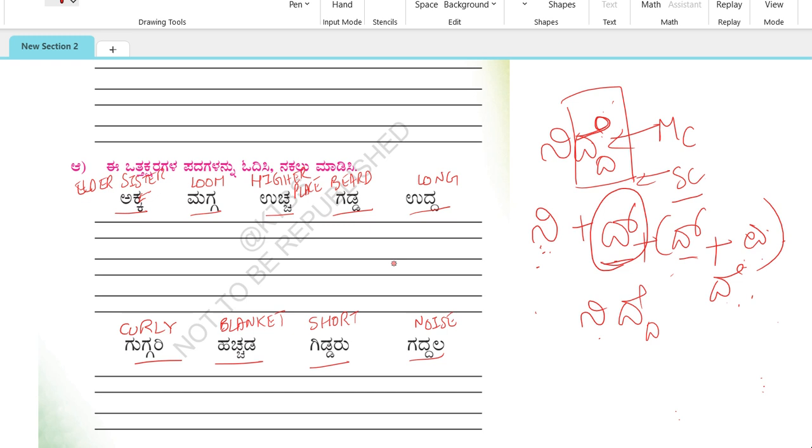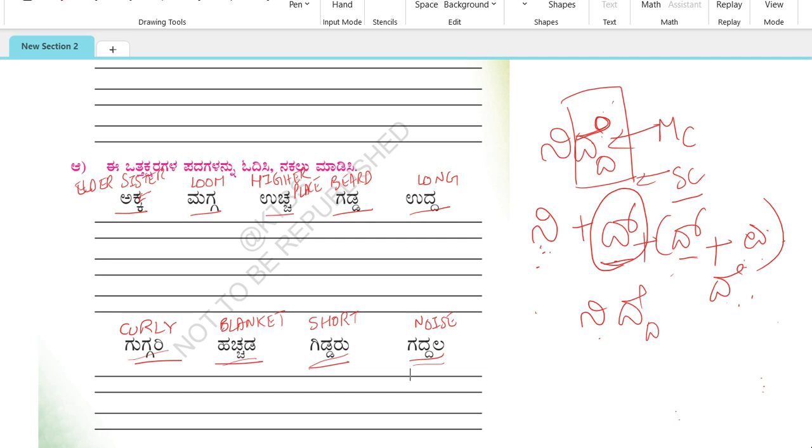Guggari, guggari is curly. Then hachada, hachada is blanket. Giddaru, giddaru means people who are short. Gaddala, gaddala means noise. So akka, magga, ucha, gadda, udda, guggari, hachada, giddaru, gaddala.